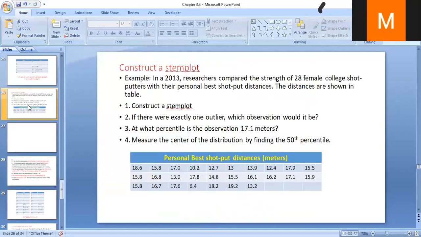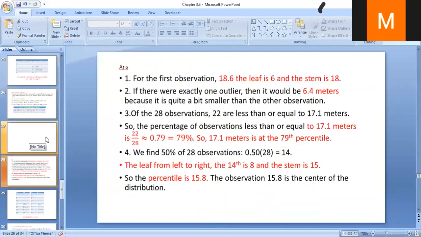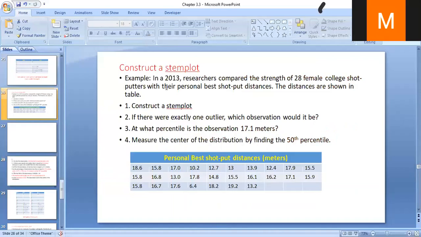Any question about creating the step log? And now we have to do this one. First, we construct the step log.